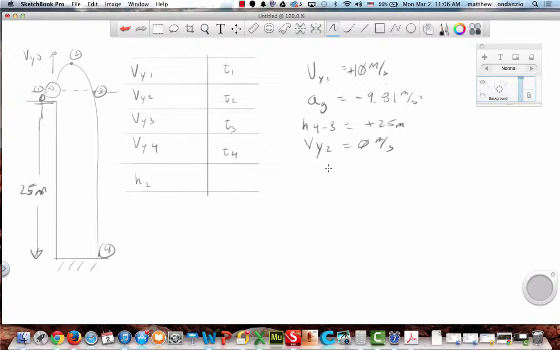So we know that information. Is there anything else we know? No, I think we're pretty good. But we have some equations that we can use for constant acceleration. What are those equations?